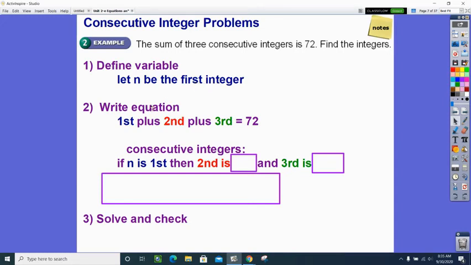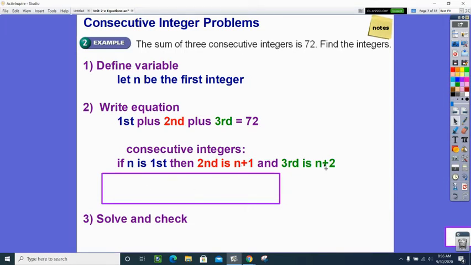And now think about it. To write an equation for 3, you would have the first guy plus the second guy plus the third guy has to equal 72. So you have 3 numbers. Now the first one is n. But the second one has to be 1 more. And the third one would be 2 more than the n. Are you with me? So this would be your first consecutive integer. This would be your second consecutive integer.